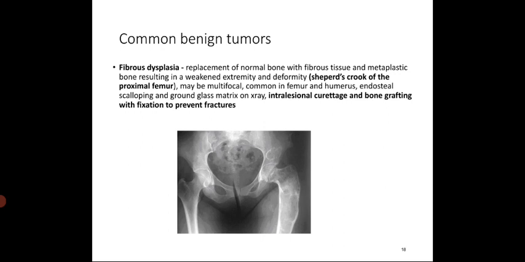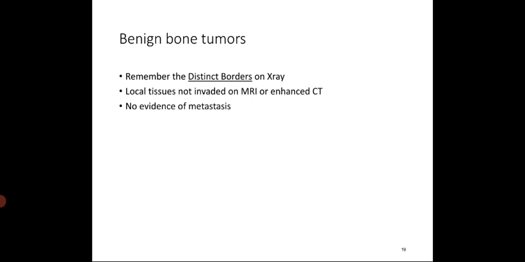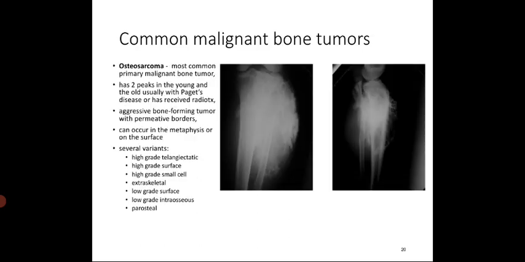It can be multifocal, so you sometimes see them in the spine as well and in the humerus. In the spine, you have endosteal scalloping as well as ground glass matrix on radiograph. The management is usually intralesional curettage with bone grafting and fixation to prevent fractures. For benign bone tumors, usually they have distinct borders on radiograph and they do not have any invasion of the local tissues, and there is no evidence of metastasis.